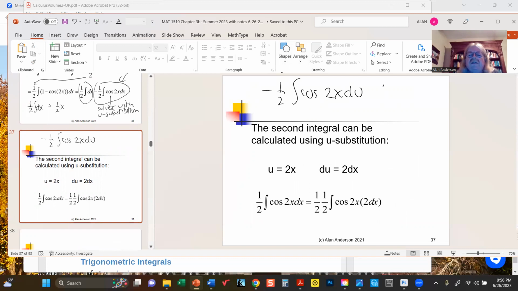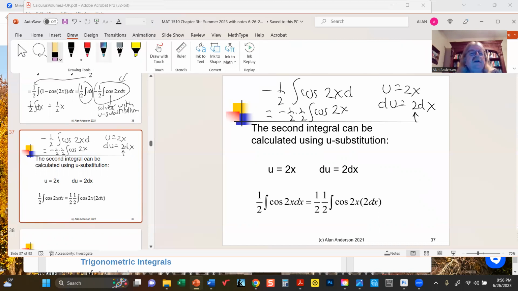to let u be 2x. Then du is 2 dx. We don't have the 2, but we can provide it ourselves. We divide by half, and we multiply it. Oh, I just realized this should be x. And we multiply by 2. So that what we actually have here is negative a quarter sine u du.